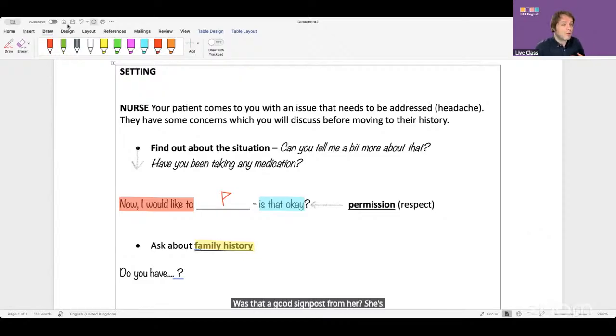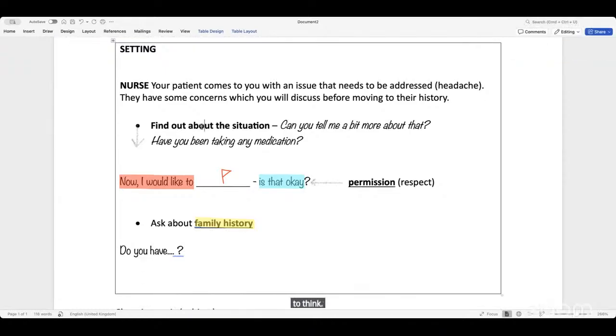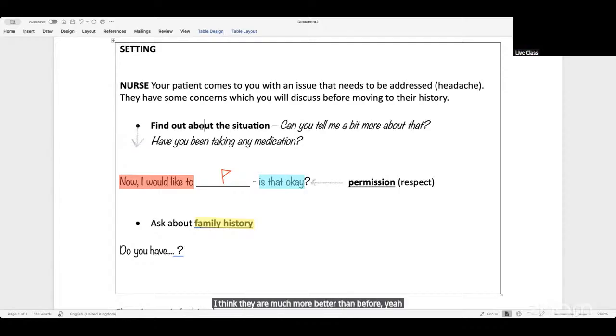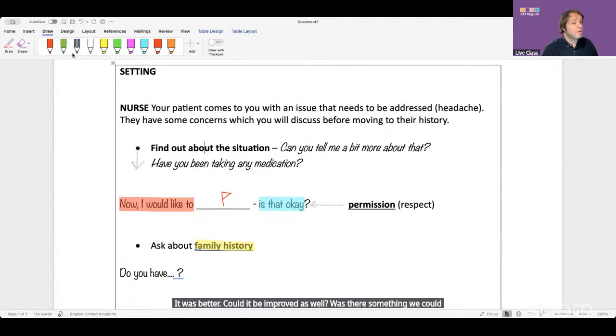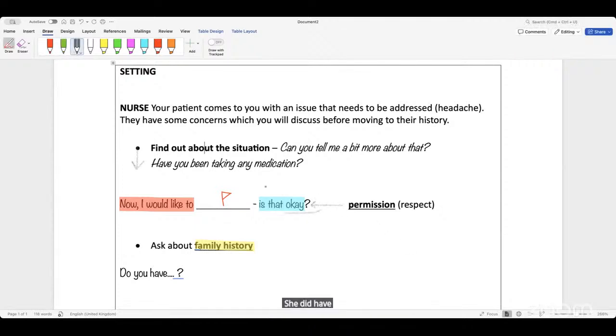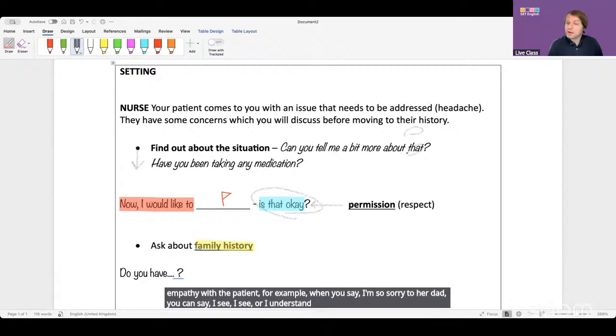She's under a lot of pressure. I'm not giving her much chance to think. I think that was much better than before. Yeah, it was better. Could it be improved as well? Was there something we could improve? She did ask a question. Maybe if you don't repeat the sentence, so the patient feels you have empathy. For example, when you say, "I'm so sorry to hear that," you can say, "I see," or "I understand."